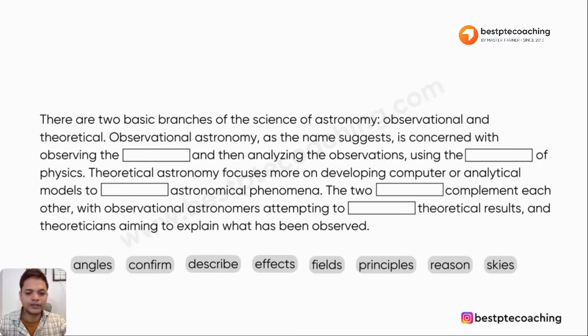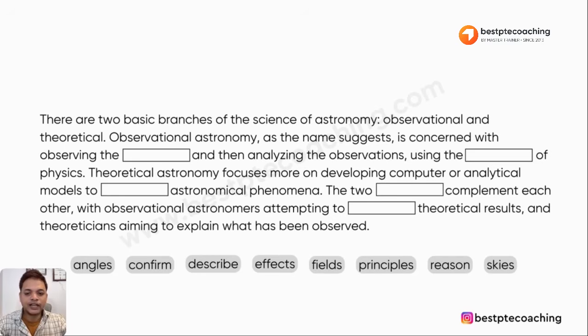Fields is a plural noun. Principles is plural noun. Reason is a noun. Skies is also noun. So what is it? Astronomy, right? It is looking up. Therefore, skies is the correct answer. They are observing the skies. Using the blank of physics. Again, the blank of physics. Collocation, what is it? Maybe the principles of physics, because it's a science. It uses the principles from different departments, school of thought, right?